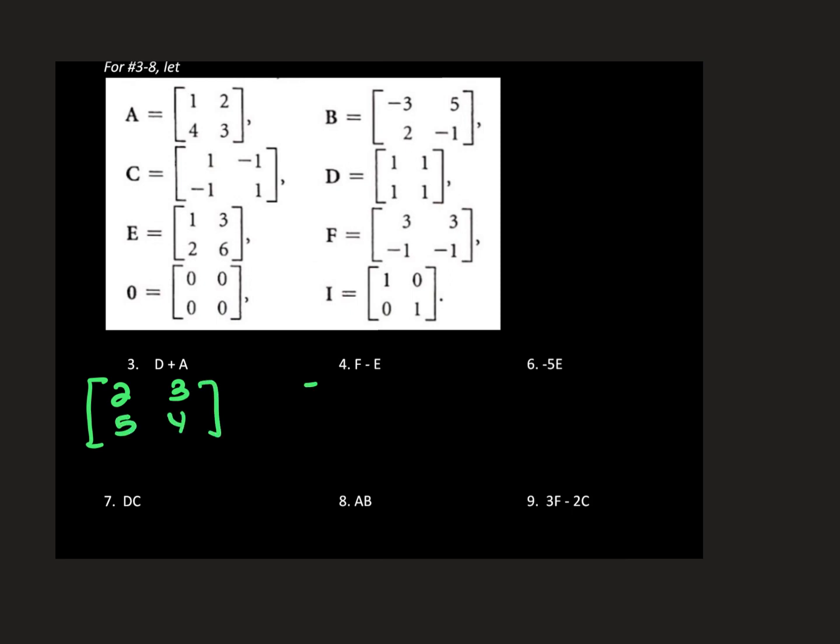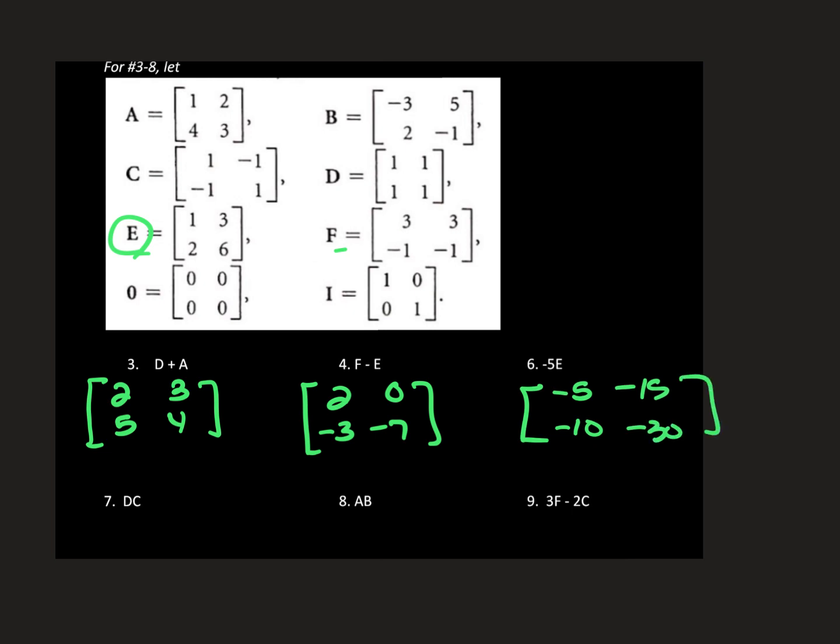Number 4, make sure you got the right order. Make sure you're doing F minus E, so I'm doing F minus that one. 3 minus 1 is 2, 3 minus 3 is 0. -1 minus 2 is -3, and -1 minus 6 is -7. That's all you do on that one. Number 6 is -5 times E. So I'm only looking at E right here, and that -5 is a scalar. Multiply everything in that one by -5. So you get -5, -15, -10, -30. That's all you got to do on that one.